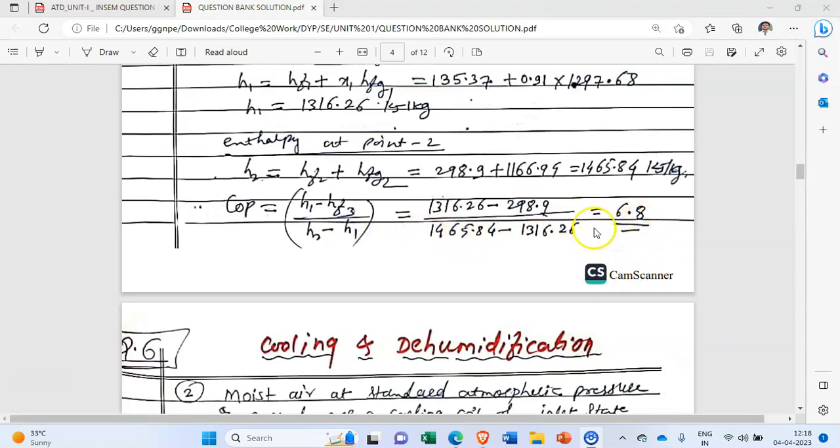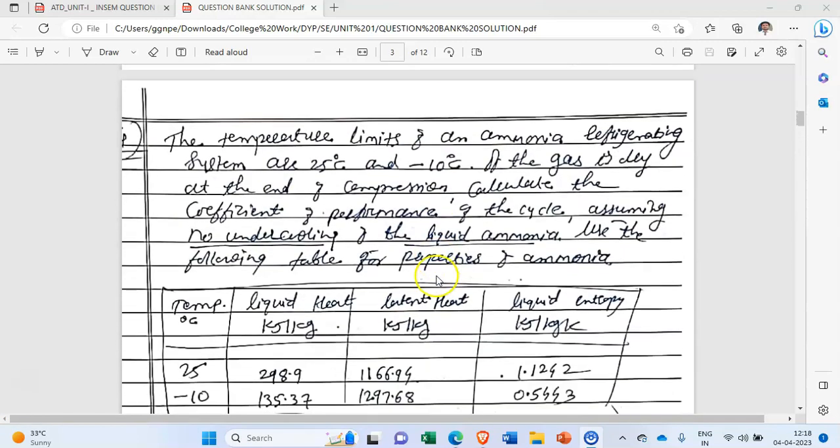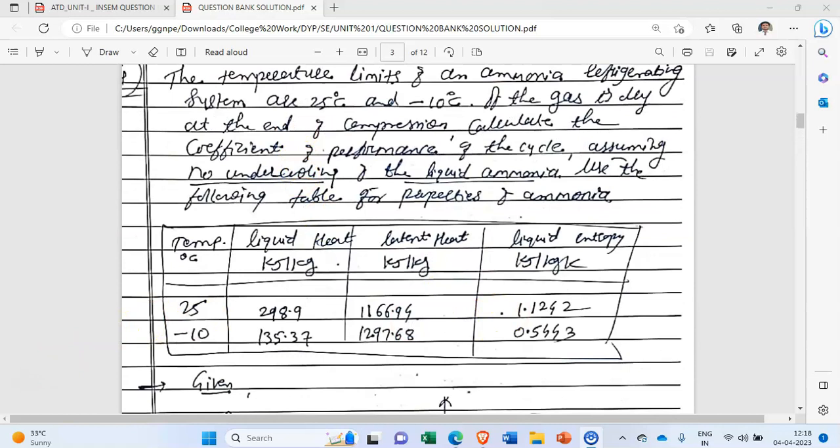as 6.8. I hope you understand this question number 4 from the question bank.